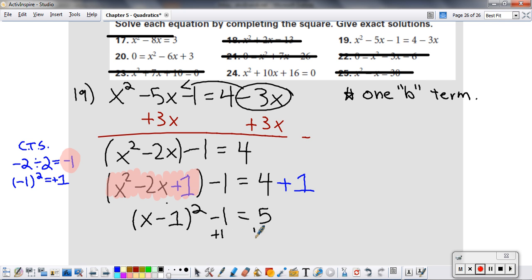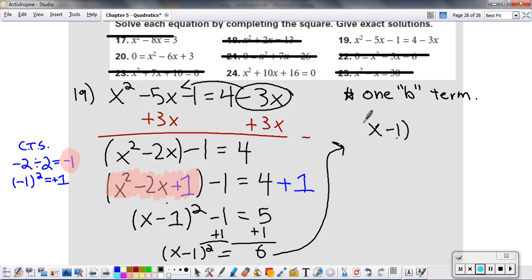Add 1 to both sides. You get x minus 1 squared. I'm going to write this back up here. So I have x minus 1 squared equals 6. From here, I can now use the square root in order to get rid of this square. So I get x minus 1 equals plus or minus the square root of 6.